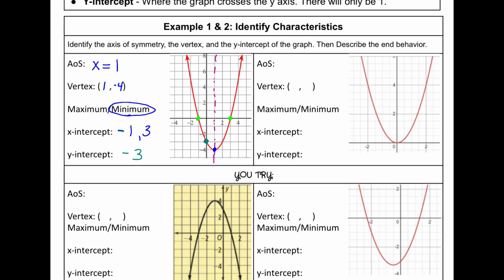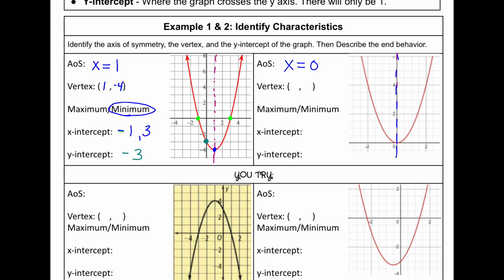Okay, so if we take a look at this second one, we remember that that axis of symmetry is our middle. It's usually designated with a dashed line that cuts through that parabola. We can see that it cuts through at, remember it's always an x equals, so x equals, and it cuts through at 0 on the x-axis, so that's x equals 0.